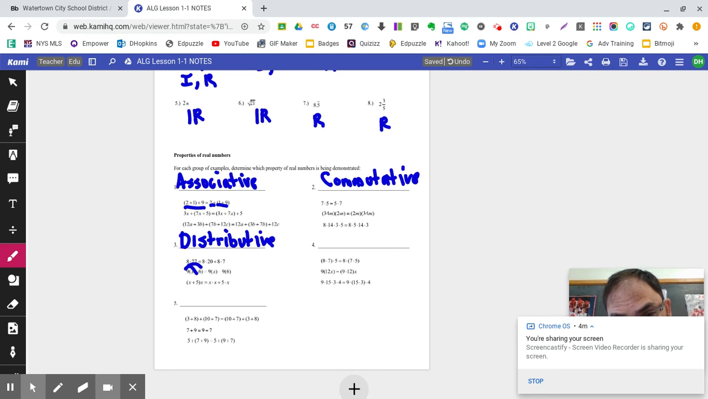Number 4, 875, 875. Once again, it's the same order, but the parentheses moved. That was associative. And lastly, 3 plus 8 plus 10 plus 7 is the same as 10 plus 7 plus 3 plus 8. So once again, it was flip-flopped. Look at the second example. 7 plus 9 equals 9 plus 7. That is commutative property.